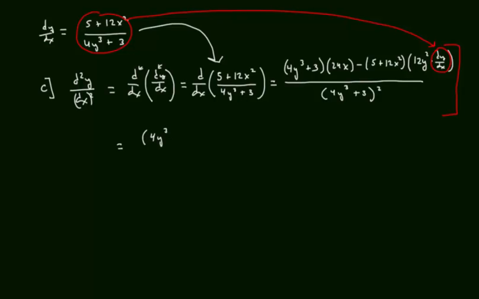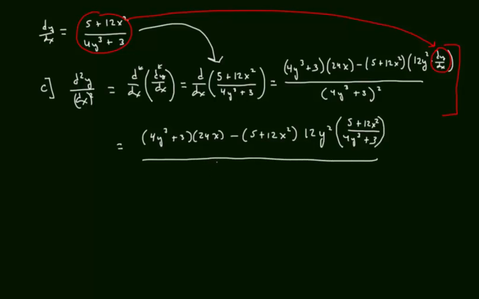So (4y cubed + 3) times 24x minus the quantity (5 + 12x squared) times 12y squared, and then I have (5 + 12x squared) over (4y cubed + 3), all over (4y cubed + 3) quantity squared. So this substitution is what I'm looking for in part C.